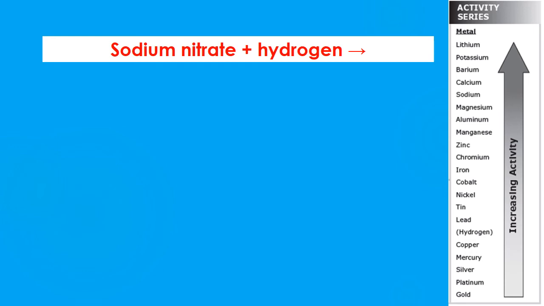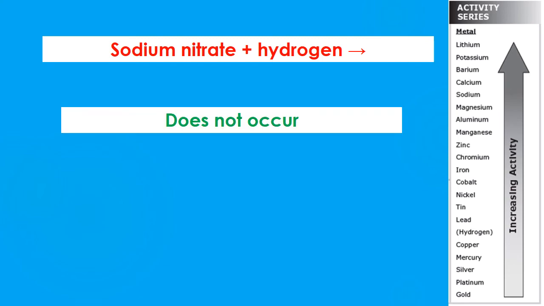Sodium nitrate plus hydrogen. So hydrogen is the free substance here now, and sodium nitrate is our compound. So hydrogen is trying to take the place of sodium in sodium nitrate. So when you look at it, you find sodium on your activity series, and then you find hydrogen. Hydrogen is lower than sodium, so that means sodium cannot be replaced by hydrogen, or hydrogen cannot replace sodium. So that means this reaction does not occur.